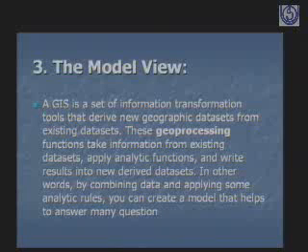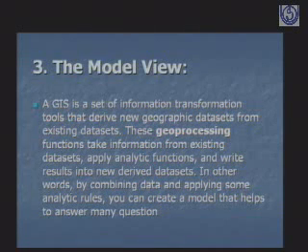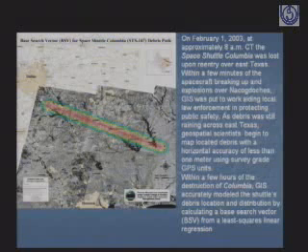The GIS is a set of information transformation tools that derive new geographic data sets from existing data sets. This processing function takes information from an existing data set, applies an analytic function and writes results into new derived data sets. This is actually a map of the US Shuttle Columbia.